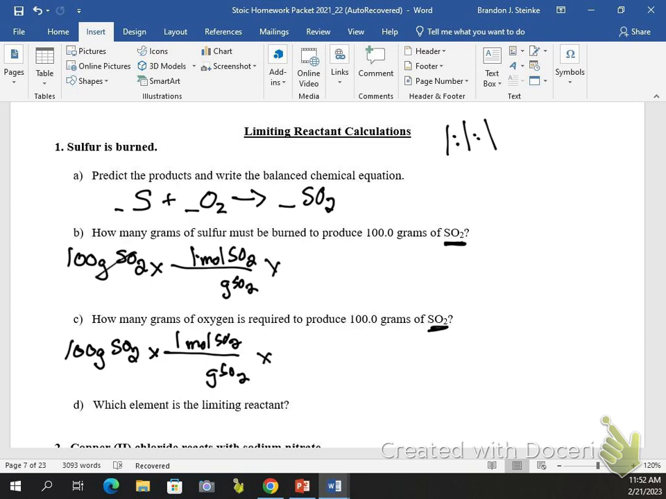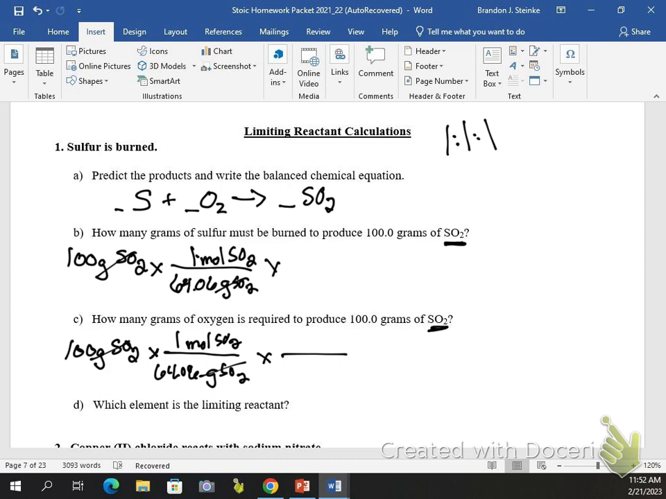Cross out your units. Now, I'm missing that blank. That blank should be filled in with what? The molar mass of SO2. Whatever that molar mass of SO2 is, put it in there, right? 64.06. That's the molar mass of SO2.